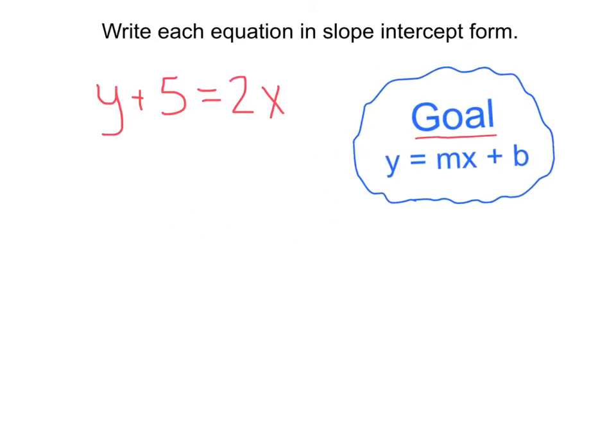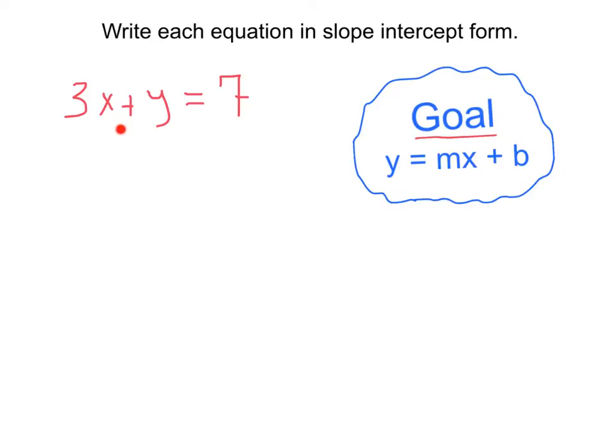So, here we go. We've got y plus 5 equals 2x. Let's compare this with our goal. In our goal, we have y equals all by itself here. So we don't want this 5 next to the y. We want this y by itself. We can go ahead and subtract 5 from each side. That's going to get rid of that 5 over here, giving us y equals 2x minus 5. And if I compare that over to my goal, y equals mx plus b, I've got y equals 2x (mx) minus 5 (plus b). Bingo.